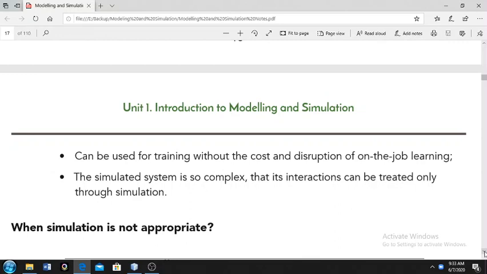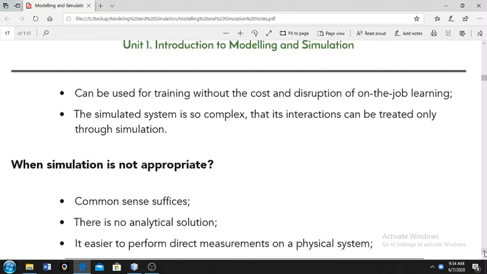It can also be used for training without the cost of decisions of on-the-job learning. Like the example I've taken of people being trained to pilot: this machine costs hundreds of thousands, so you cannot take that risk, and their life is also at risk. So if the system is too complex, its interactions can be treated only through simulation.